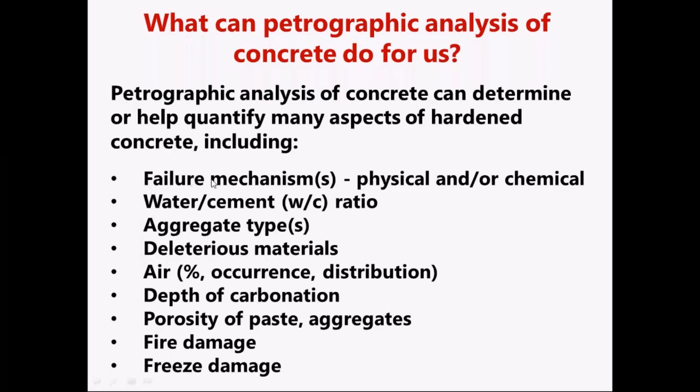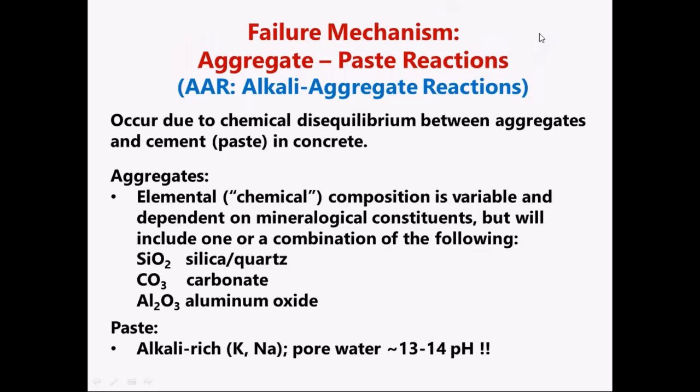Let's start with why concrete fails, and the first failure mechanism we can discuss are these chemical reactions that occur between the aggregates and the paste in the concrete. These are collectively referred to as AAR, or alkali aggregate reactions. Essentially, the aggregates in the concrete and the cement or paste in the concrete aren't playing well together chemically, and the resulting disequilibrium results in concrete failure at some point.